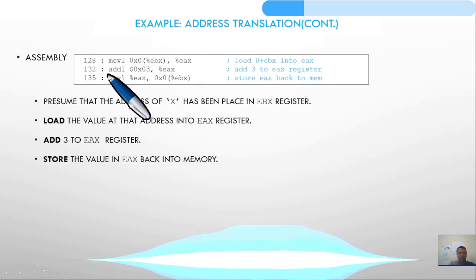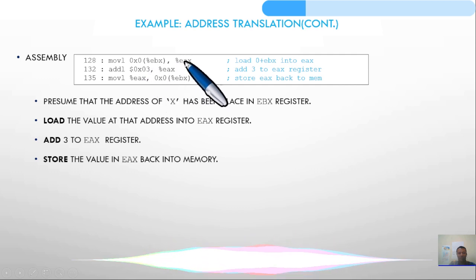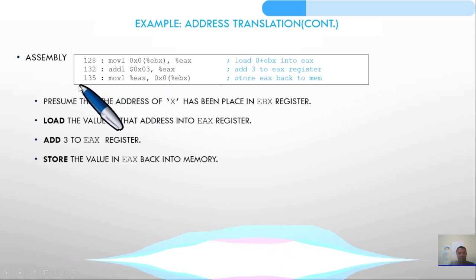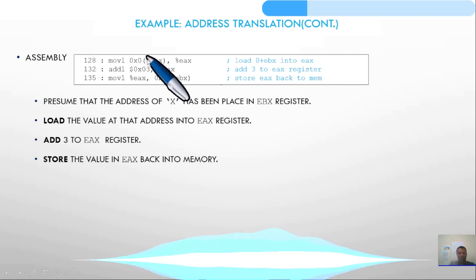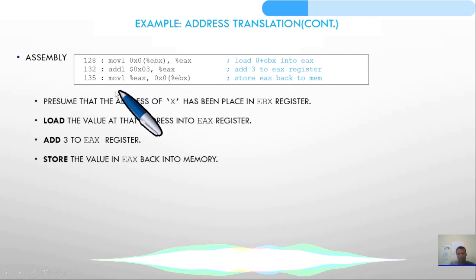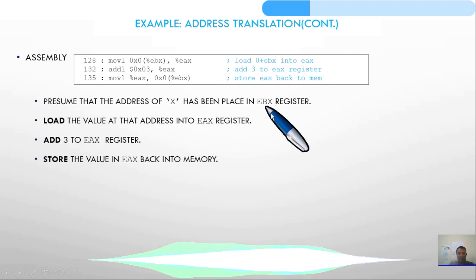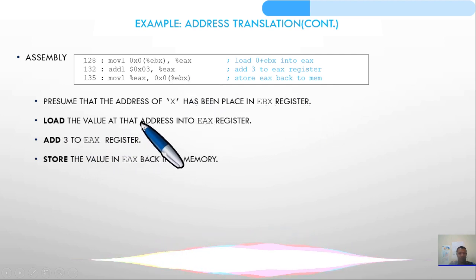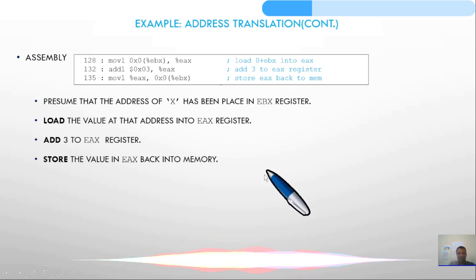The second line of code says add 3 to the value in the register EAX. Then the third line of code says move EAX back to memory, to where EBX points, because EBX holds the address where the data was registered. So presume that the address of x has been placed in the EBX register. Then load the value at that address into the EAX register, then add 3 to the EAX register, then store the value of EAX back to the memory location in EBX. That is what it does.